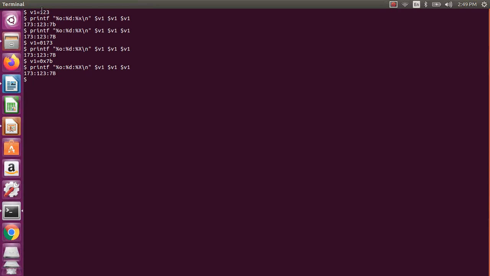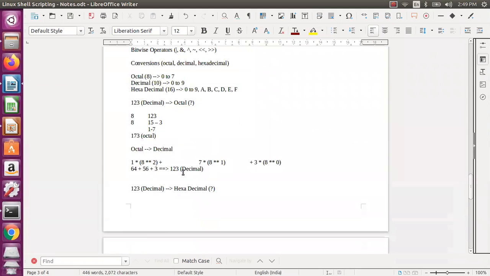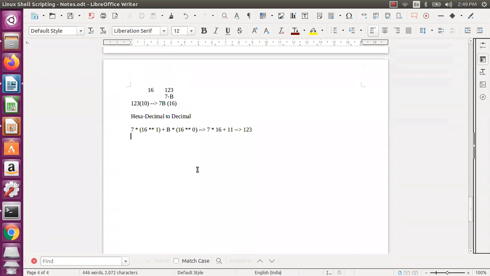So if you are representing with nothing, it is a decimal number. If you are prepending this with 0, it is an octal, and if it is prepended with 0x, it is hexadecimal. So this is how the number conversions work. Of course you can explore with other numbers, and you know the conversions. Now let us check on the bitwise operator.